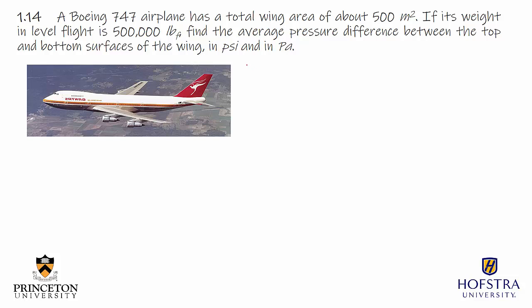So let's start by jotting down all of our givens. We're told that the wing area, which in aerodynamics we typically give the symbol S, so that's what I'm going to be using here, is equal to 500 meters squared, and we're told that the weight of the aircraft, which I'll give the symbol W, is equal to 500,000 pounds, and that's pound force. And we're asked to find what the average pressure difference is on the wings.